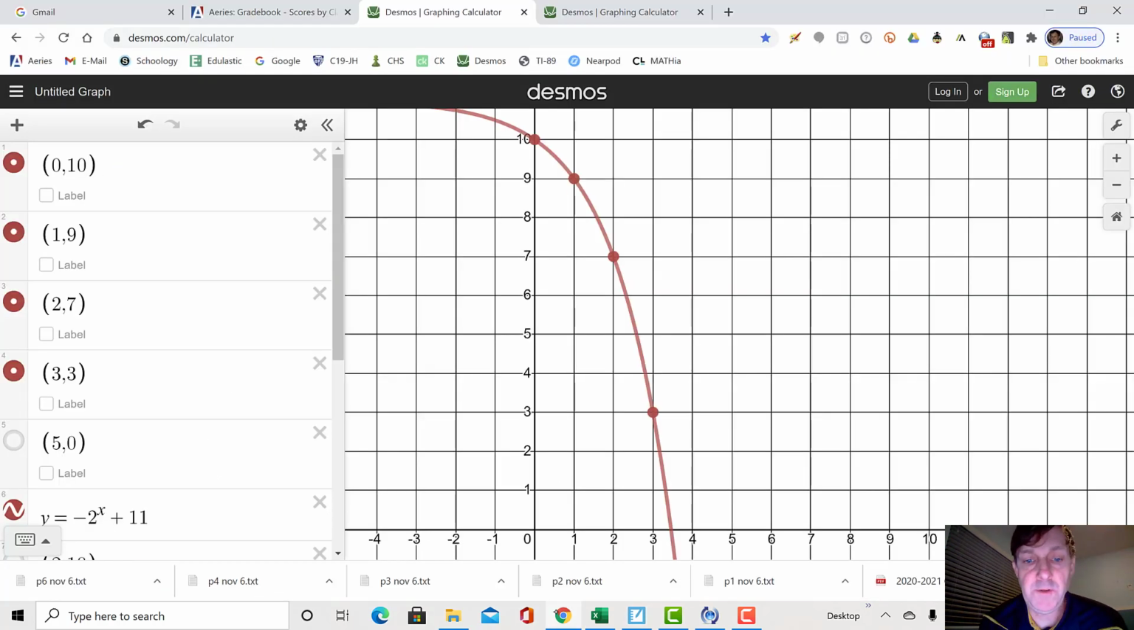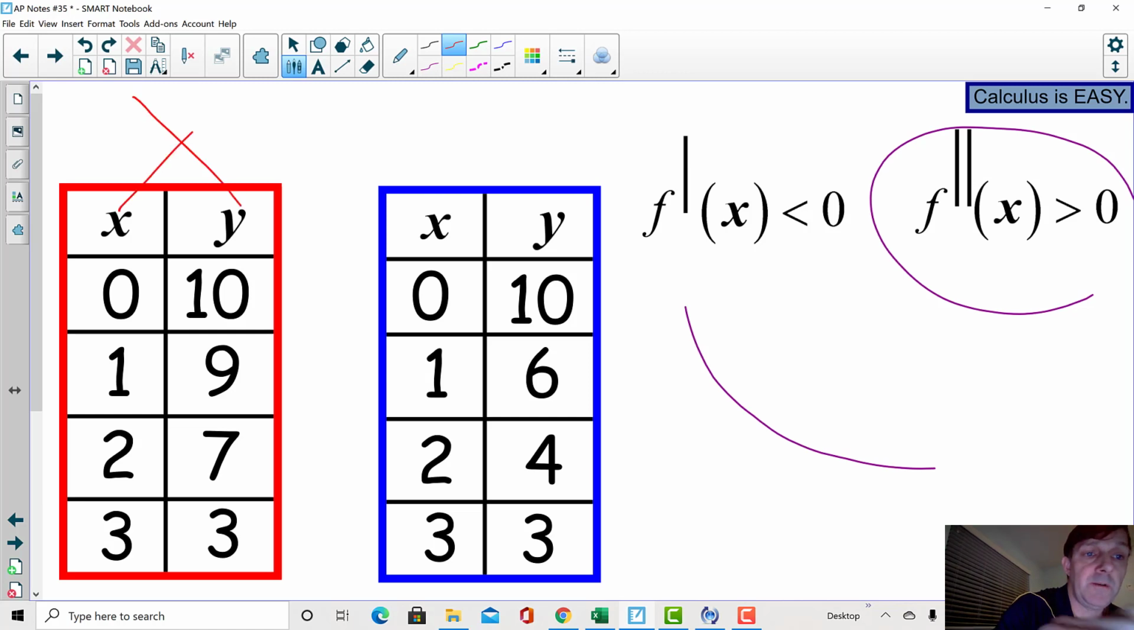Okay, for this red one, you can see when you have 0, 10, and then you go to 1, 9, you've decreased by 1. And then when you go to the next point, you're going to decrease by 2, and then you're going to decrease by 4. So for this one, we're decreasing by more every time. And when you decrease by more every time, you end up being concave down. So that's not what we want. We're looking for concave up.